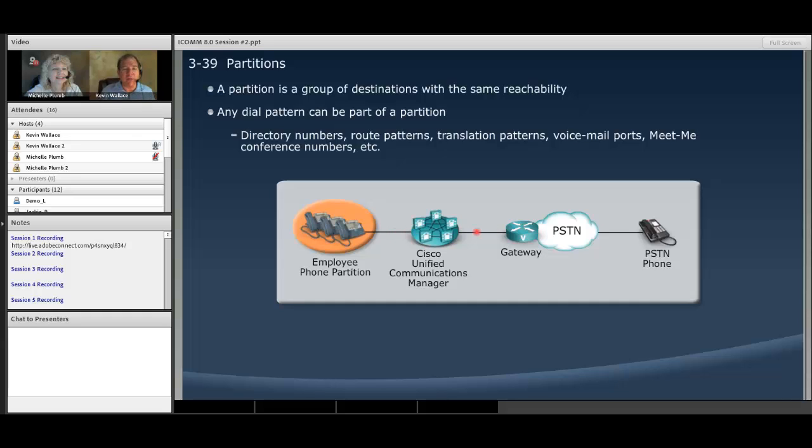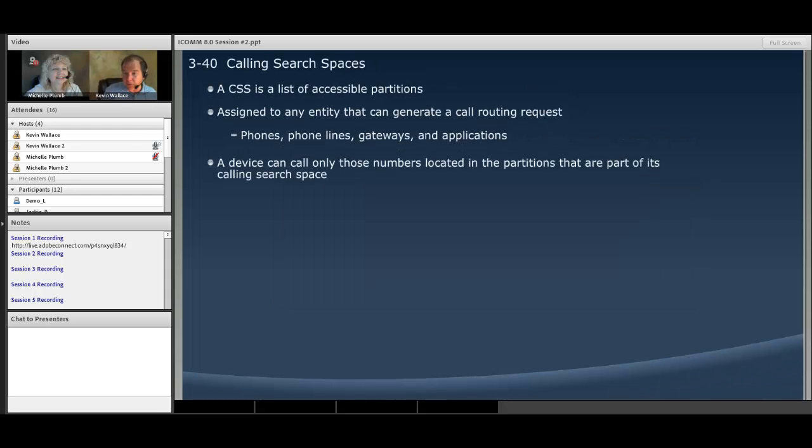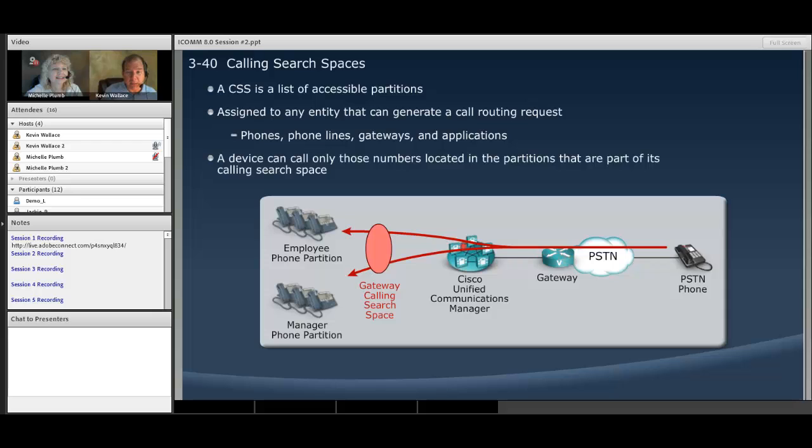Sometimes, and there's a kind of an advanced strategy for setting up route plans that we talk about more in CAPT Part 1 and CAPT Part 2, and in those classes, we recommend that you start using more translation patterns and fewer route patterns, but that's a discussion for another day. But I want you to know that both route patterns and translation patterns can be assigned to a partition. So again, the big three things that get assigned to a partition, that get deposited in these buckets, are directory numbers, route patterns, and translation patterns.